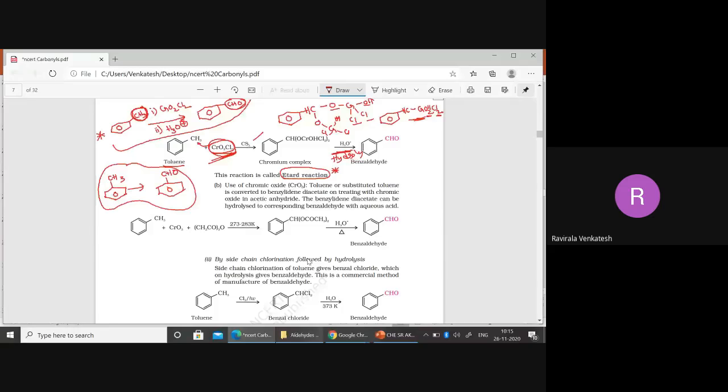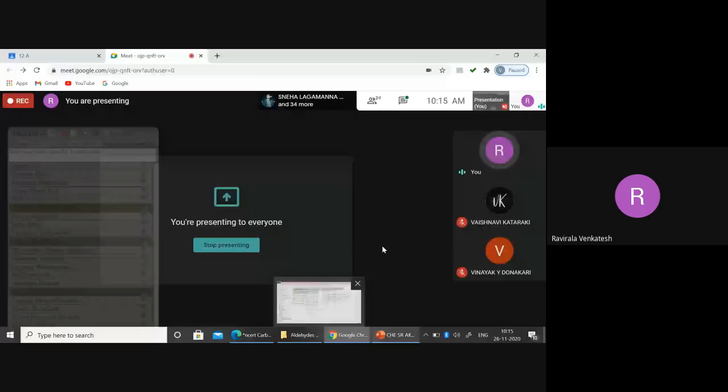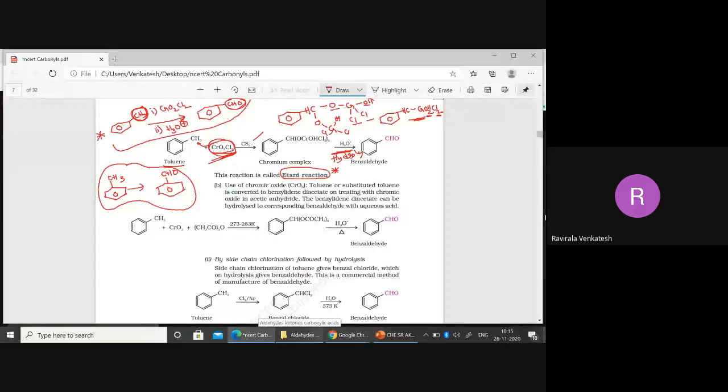It is again toluene converting into benzaldehyde only. The reagent we are taking is different in this case, right? What is that reagent here? Chromic oxide and acetic anhydride. The reagent we are taking here is chromic trioxide plus acetic anhydride. Acetic anhydride, yesterday I already gave the structure also, for the acid derivatives. This is the acetic anhydride.